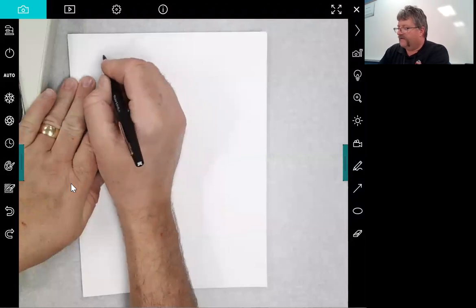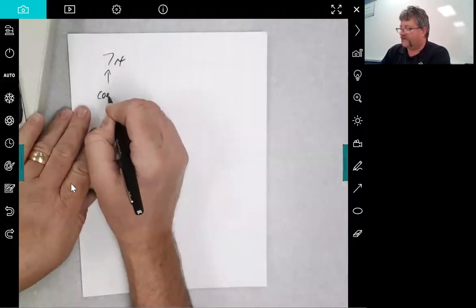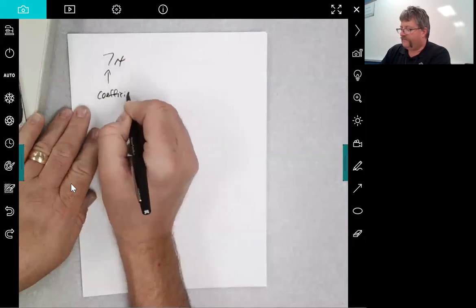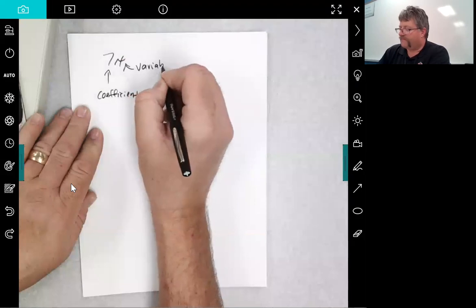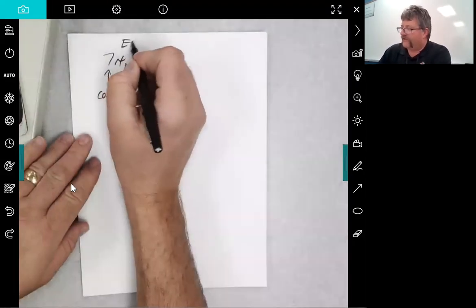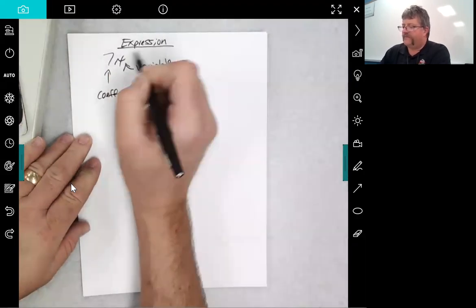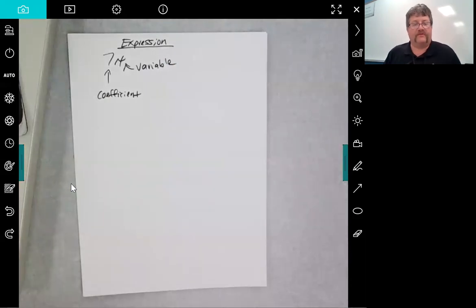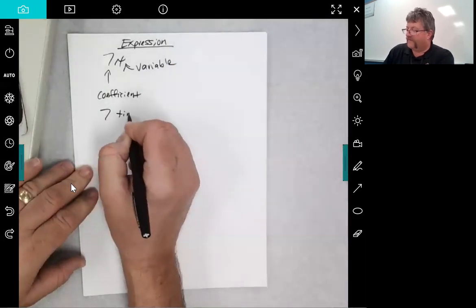If I have 7x, that's an expression. That 7 is called the coefficient. And that letter is called the variable. Okay? Together we would call these an expression. Okay, the relationship here between coefficient and variable is one of multiplication. Okay, that's saying 7 times x.